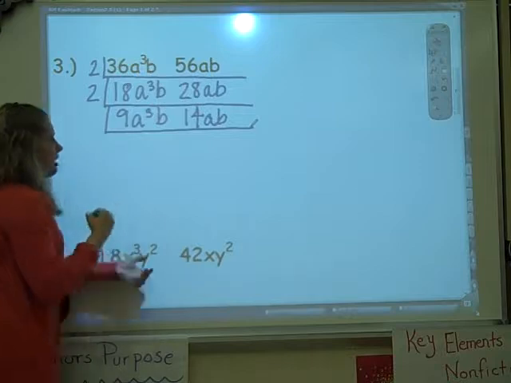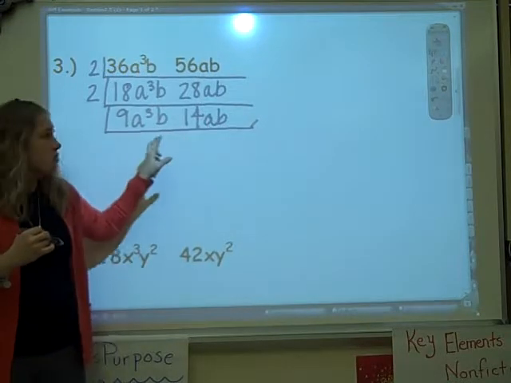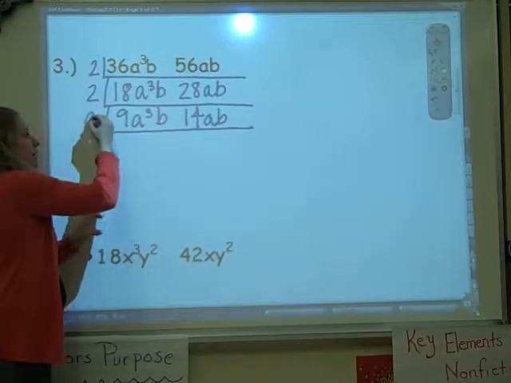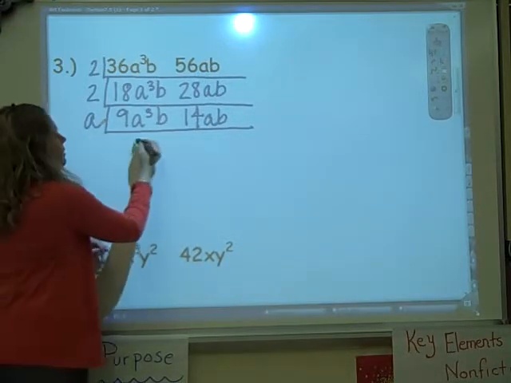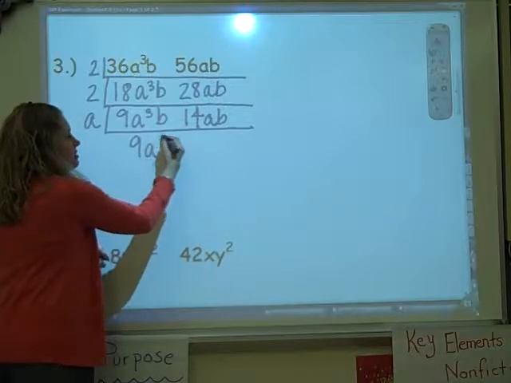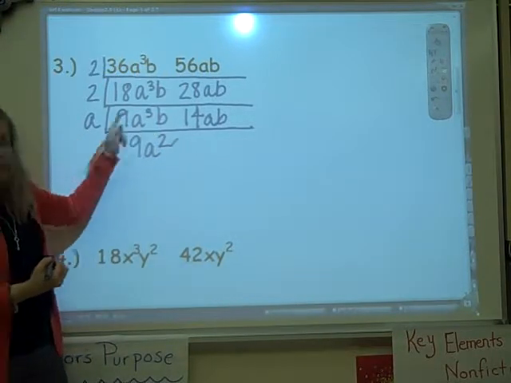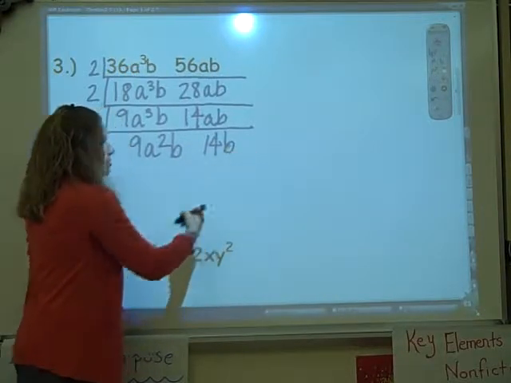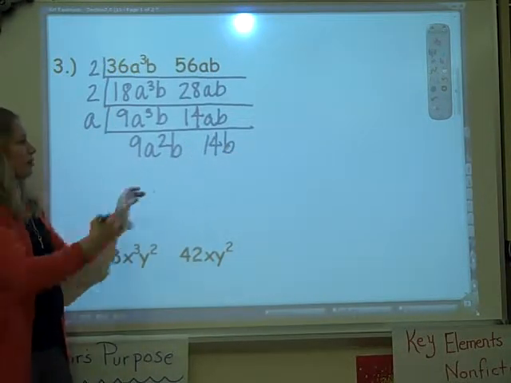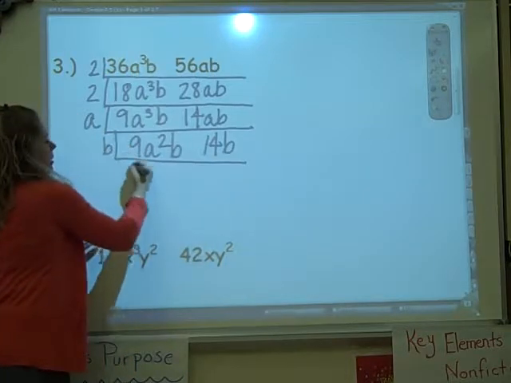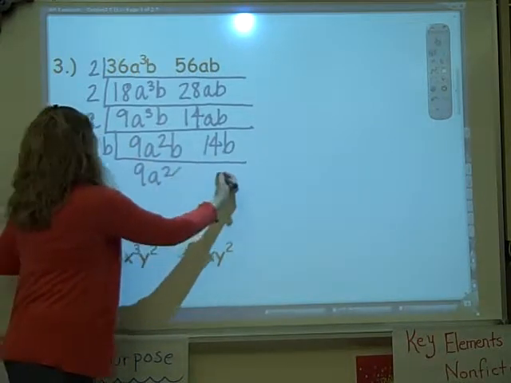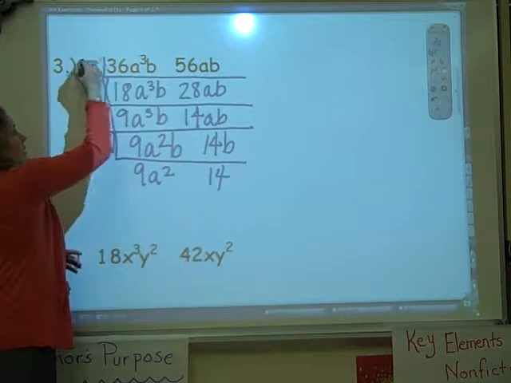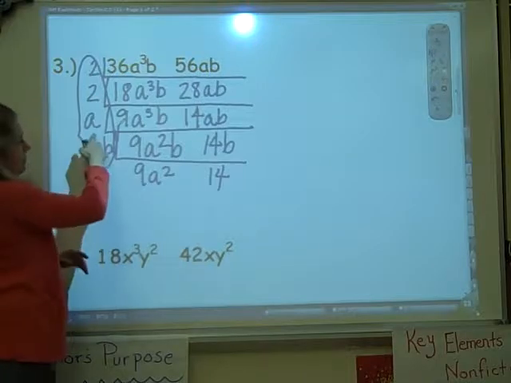Now I start looking at my variables. They both have at least one a. This one has an a times an a times an a. This one only has 1. So we can only pull out one a. You'll be left with 9. This becomes a squared because you took out one of them, b. This one becomes 14b because you took the a out. They both have a b. Pull that out as well. 9a squared, and this one becomes 14. Nothing else in common, so your answer, 2 times 2, 4, times a times b.